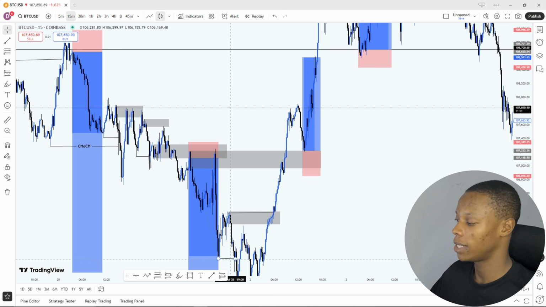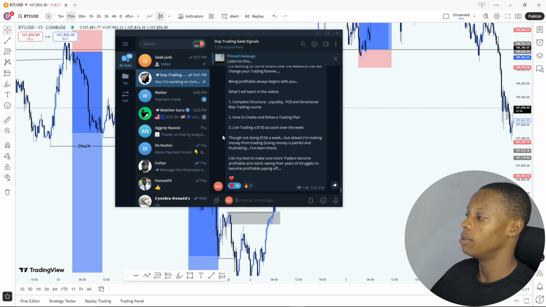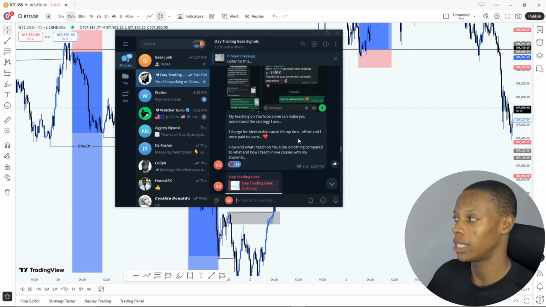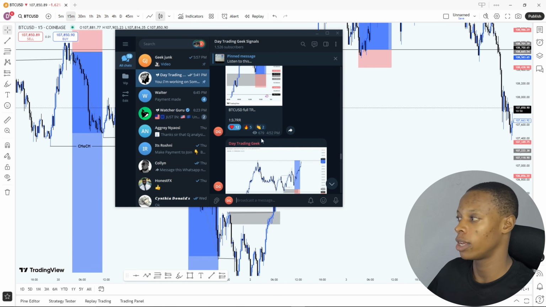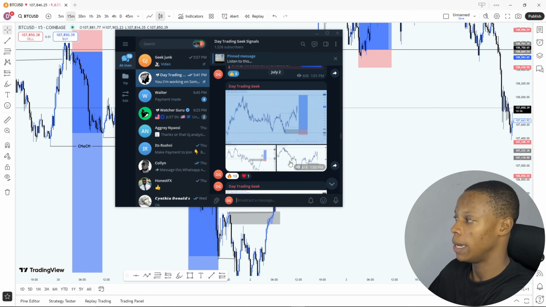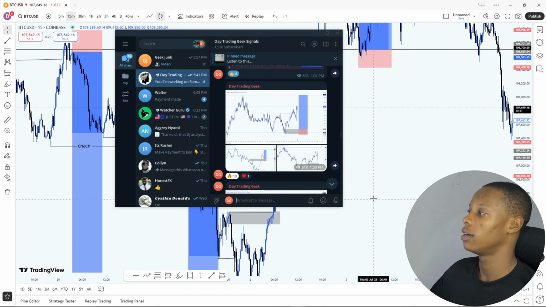This analysis was done with my Telegram. I dropped the setup right there. I'm doing live analysis with my Telegram people. You can see the setup right here. Take a look at it. Full TP1 is a 3.7 risk-reward ratio, and this was the setup I did with them. Exactly, you can see it right here from this breaker block, just like that.